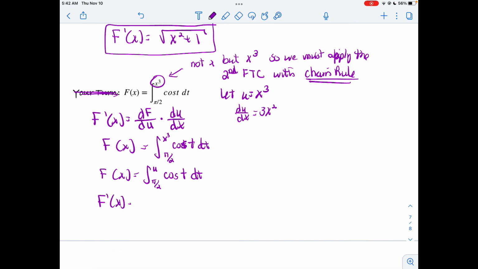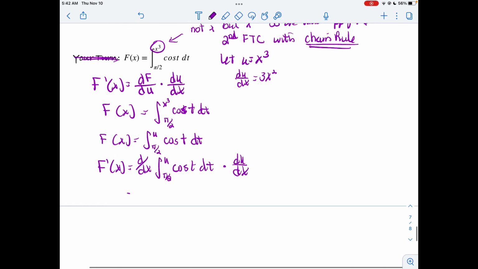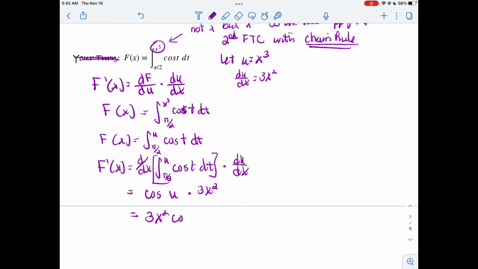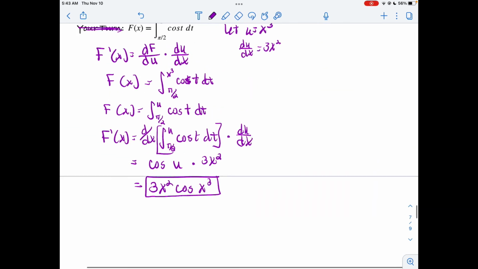And the Fundamental Theorem of Calculus Part 2 says that to find the derivative of this integral, it is cosine u times the derivative of u, which we found to be 3x squared. So rewriting that, it is 3x squared cosine, and u is x cubed. So the derivative of this integral using the second fundamental theorem of calculus is 3x squared times cosine of x cubed.